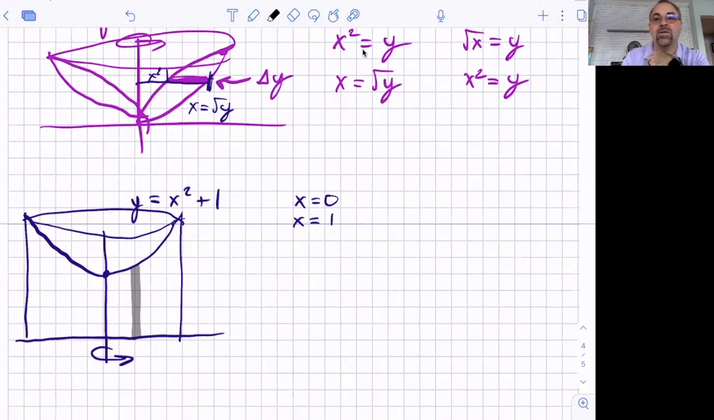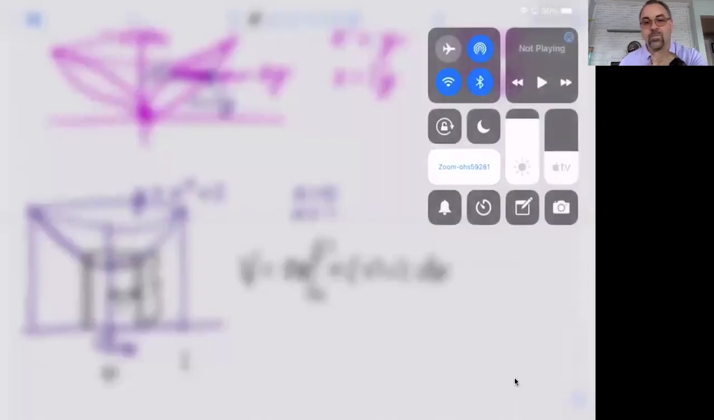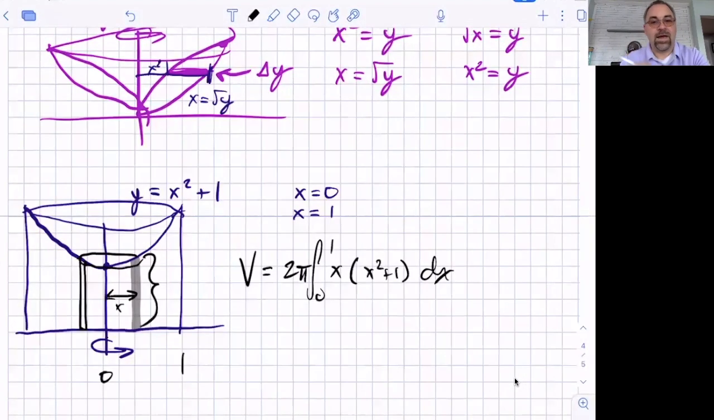And I can see my screen didn't catch up. Sorry, guys, it took a minute for the video to catch up there, the iPad, but here it is, the volume that I would use for that.